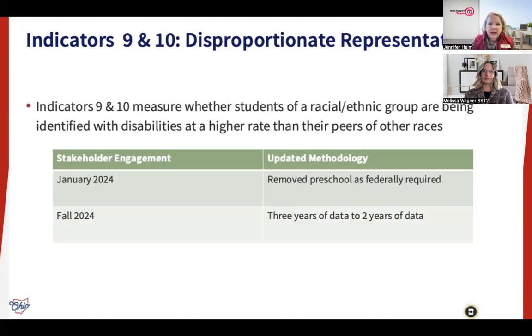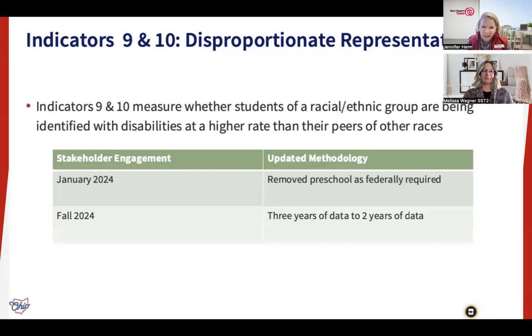Indicators 9 and 10 have to do with disproportionate representation. It measures whether students of a racial or ethnic group are being identified as a child with a disability at a higher rate than their peers of other races.